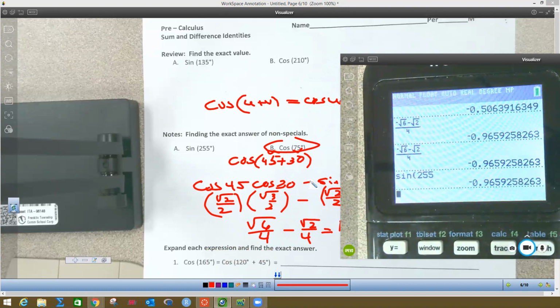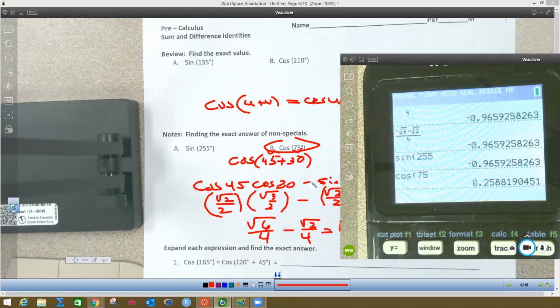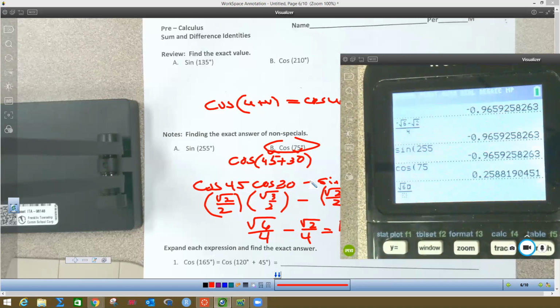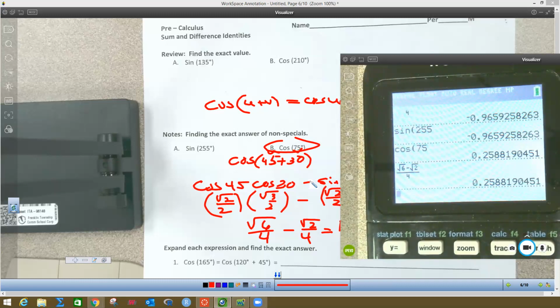So I want cosine 75. Then I'm going to take alpha, y equals 1 to get a fraction. And I want radical 6 minus 2, minus radical 2, all over 4. They are identical, so I know I'm right.